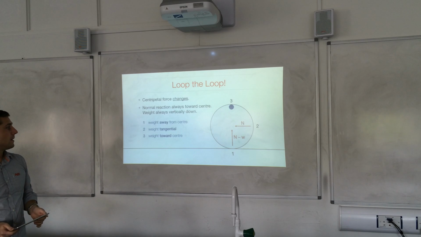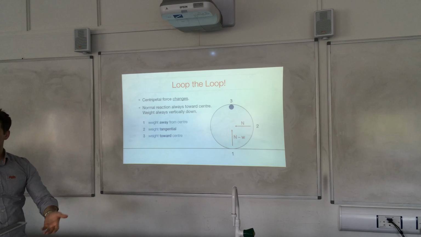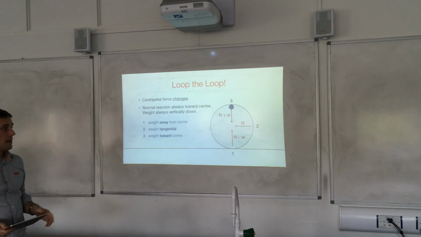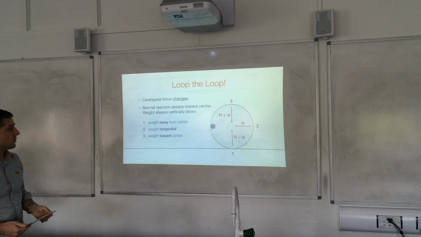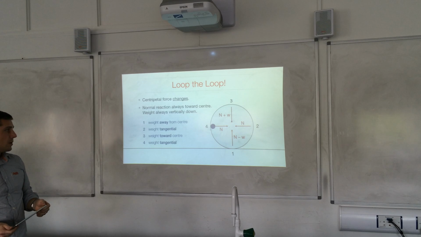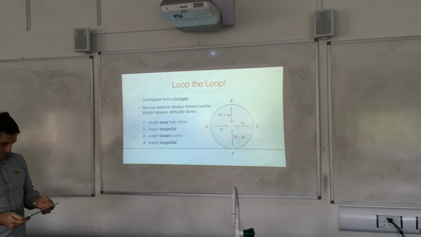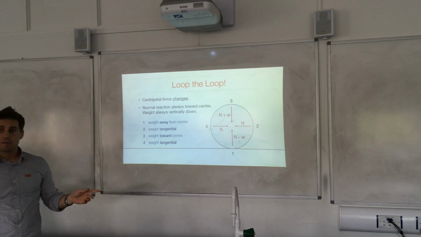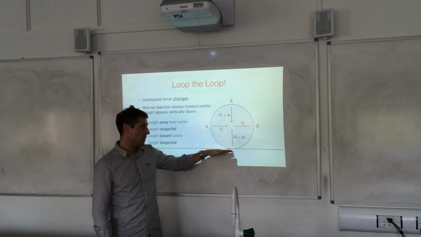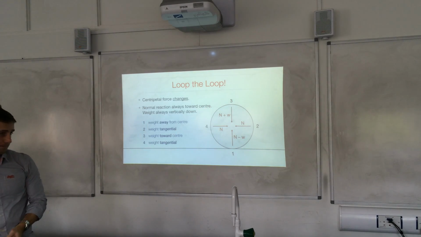Up the top, the weight is towards the centre now, so it's adding on to the centripetal force, so you've got N plus W. And then position 4, the weight is tangential again, so similar to 2, you just have N providing the centripetal force. Okay? And if you consider friction, friction is always tangential to the circle, so that shouldn't add to your centripetal force or take away from it.